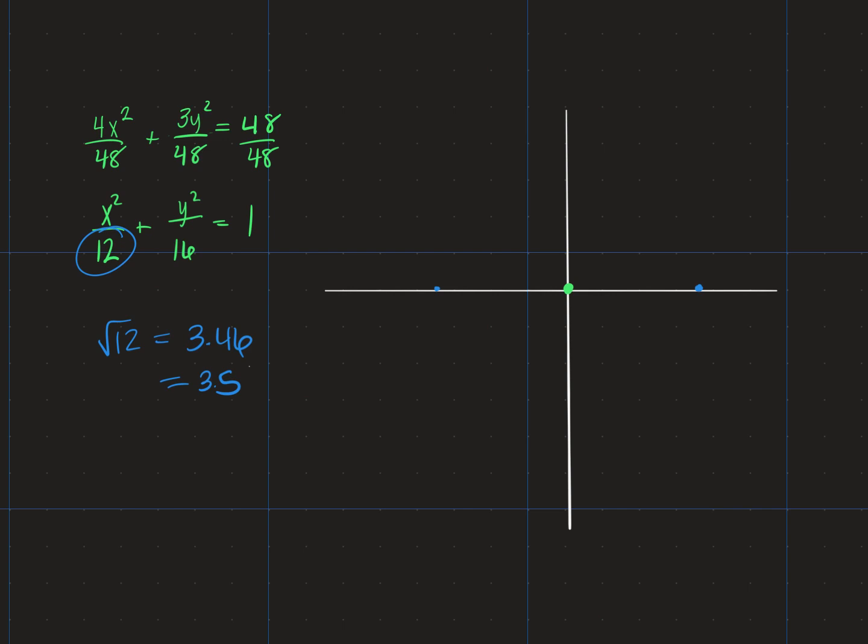Okay, then to get up and down, the square root of 16 is 4. So I'm going to go up 4 and down 4. And then we're going to connect it.